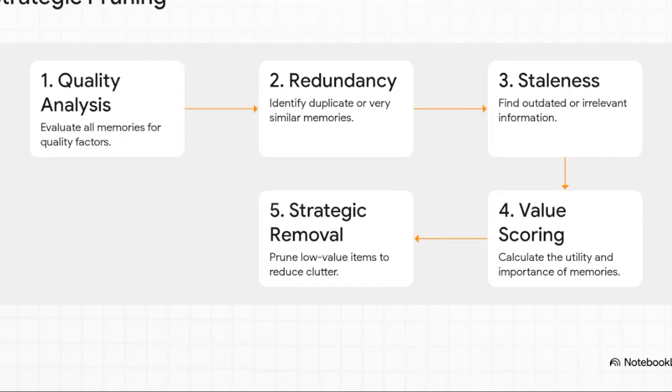And that leads us to the final piece of this evolution puzzle, strategic pruning. Seriously, think of it like a gardener for the AI's brain. The system is constantly checking memories for quality, seeing if they're redundant or just plain old. Then it gives them a value score and strategically removes the clutter. This keeps the memory sharp, relevant, and super efficient.